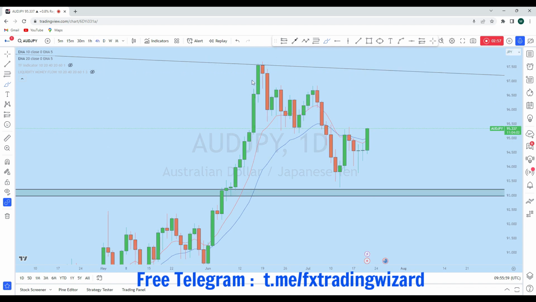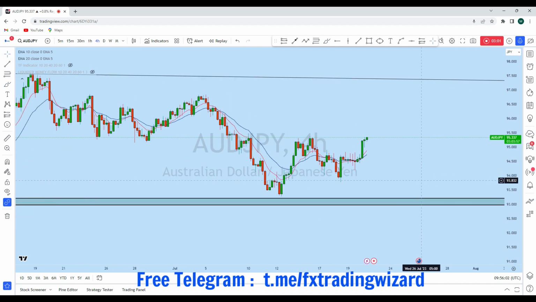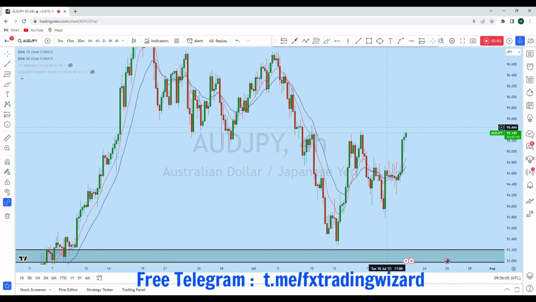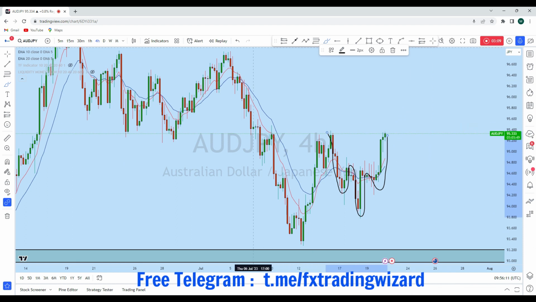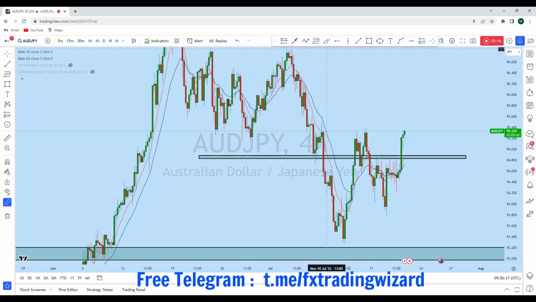Now looking at a further lower time frame for potential entry on Aussie yen, as you can see the price on the 4 hour time frame has formed an inverted head and shoulder, and then we saw a strong breakout from this inverted head and shoulder. Now this is the neckline of this inverted head and shoulder. This is the previous resistance here, which is turning support, and I will be waiting for a retest.